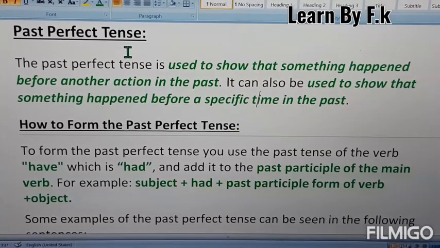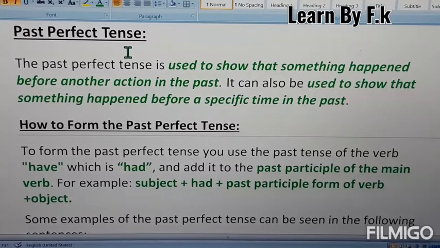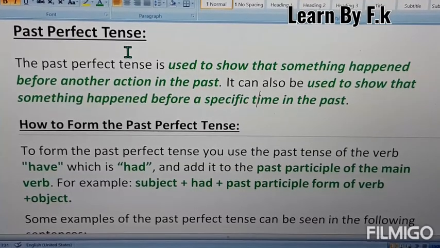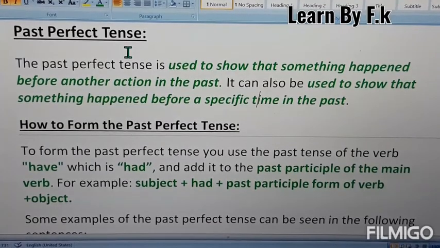It means some action which took place before another action in the past. It can also be used to show that something happened before a specific time in the past. It means the second use of past perfect tense is to show that something happened before some specific or particular time in the past.